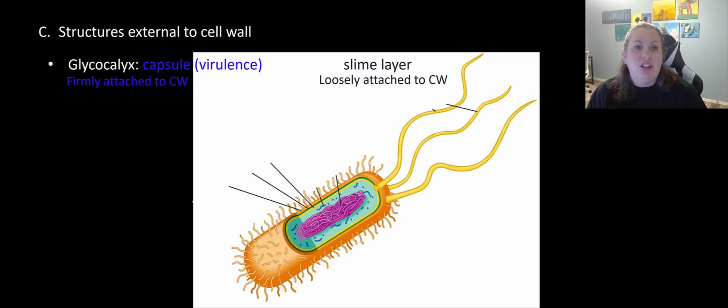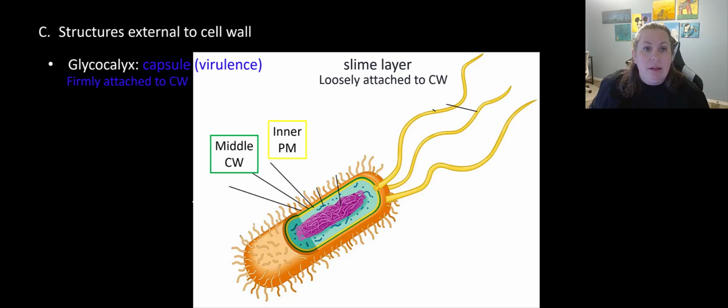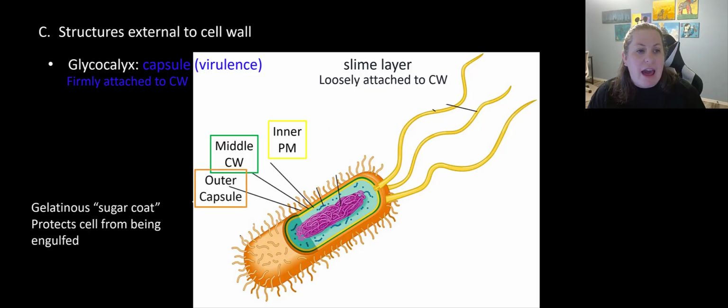Now, if it's loosely attached to the cell wall, we call it a slime layer. But they are both this outer layer that's in the orange. So let's take a look at these three layers that are present. We have a yellow layer, a green layer, and an orange layer. The innermost layer is the plasma membrane. PM here is just our abbreviation for plasma membrane. The green layer is the cell wall, which in a lot of cases has the peptidoglycan present. And this orange layer is what we would call the outer capsule.